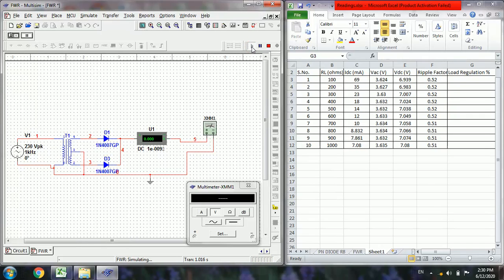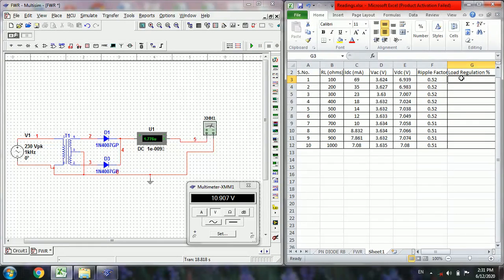Run the simulation. Wait till the value stabilizes. Now the value is stabilized at 10.907. Then stop the simulation.